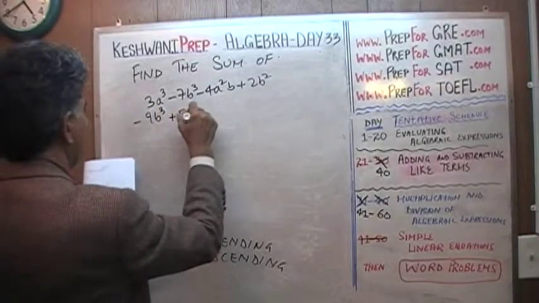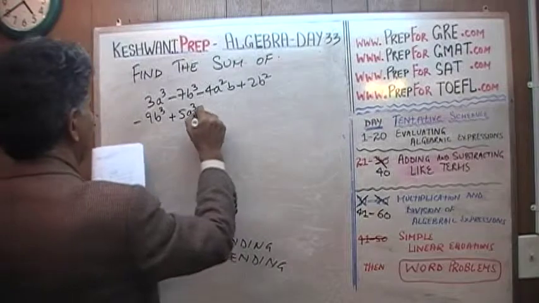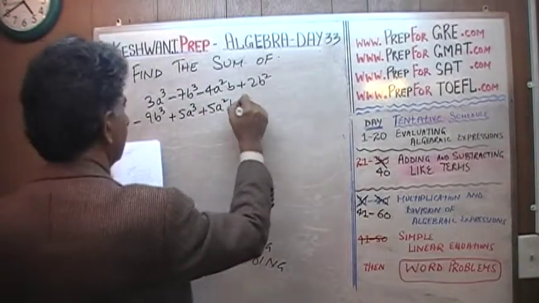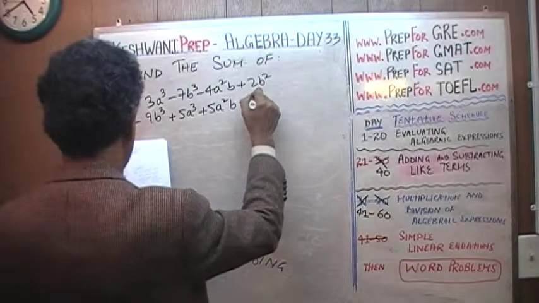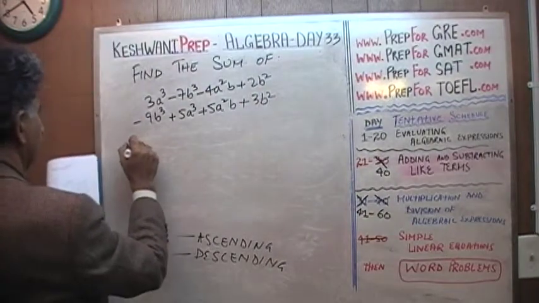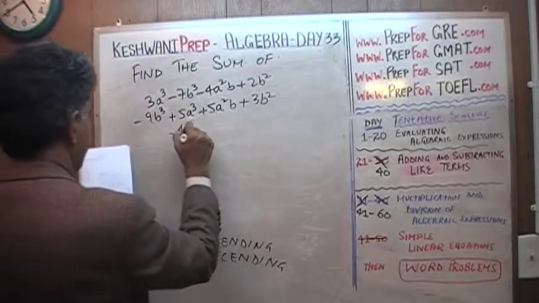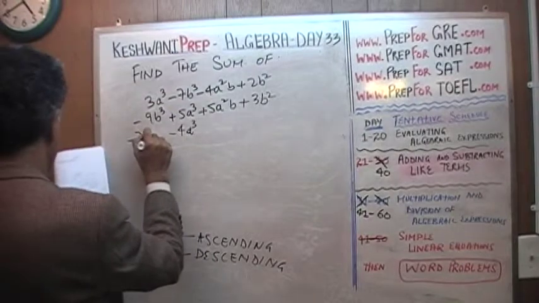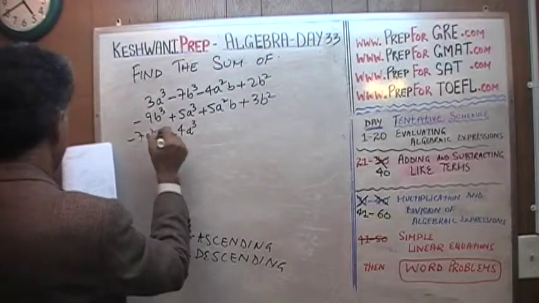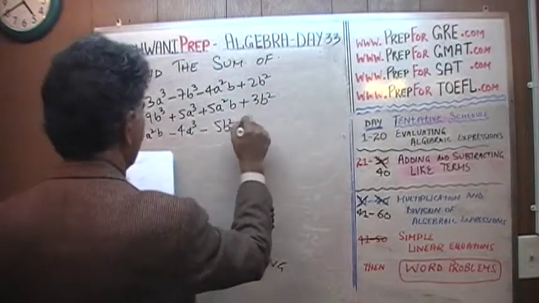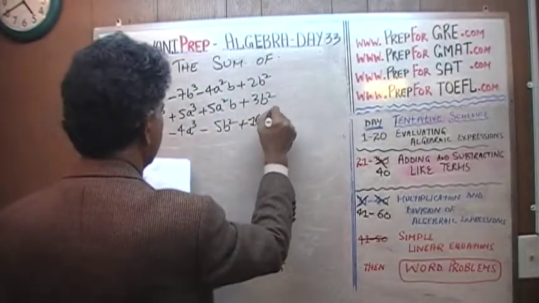Plus 5a cubed plus 5a squared b plus 3b squared. And then we have negative 4a cubed, negative 7a squared b, negative 5b squared, and 16b cubed.